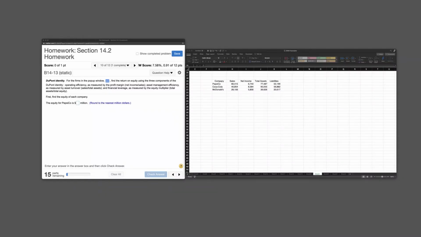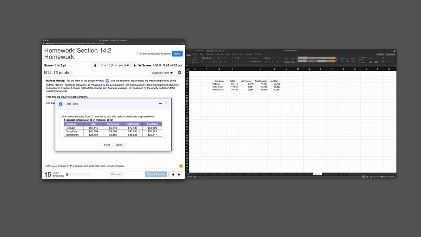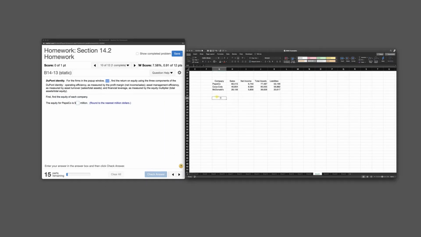So with this identity, we get to assess three components: operating efficiency, asset management, and financial leverage of a company. So it's a nice summary of the financial performance. Now in this case, we are comparing three companies. Okay, so you can see I've got my data already copied over, but we're looking at Pepsi, Coke, and McDonald's. And we can hopefully see some strengths and weaknesses with all three companies.